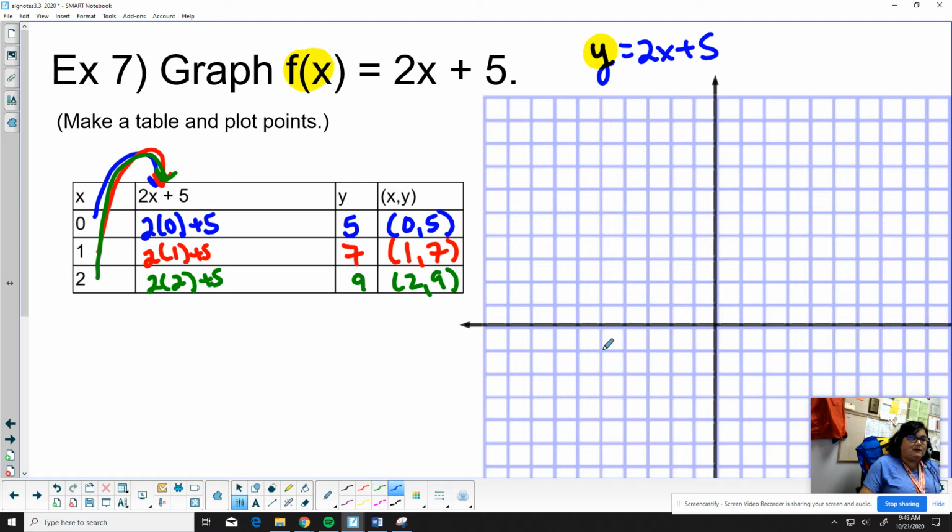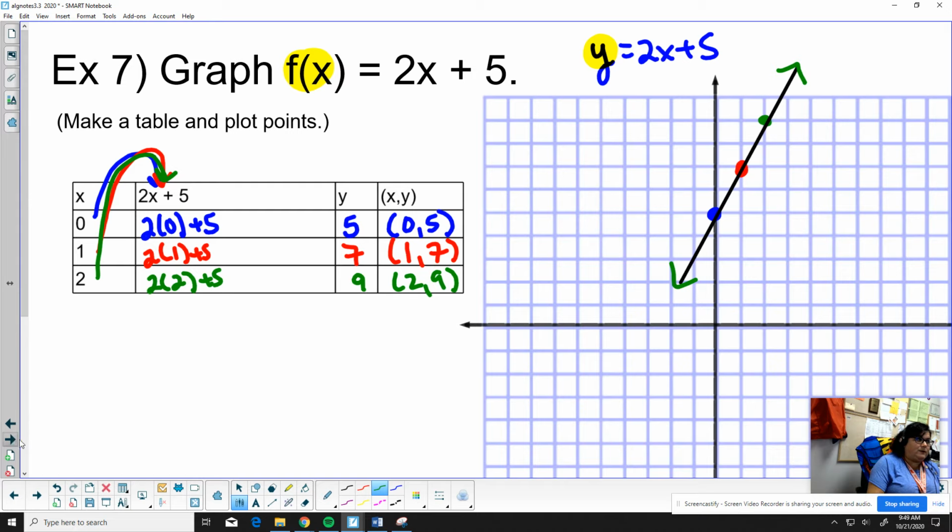Now I can use my graph paper. (0, 5) would be going from the center, sideways 0 and up 5. (1, 7) would be right 1 and up 7. And (2, 9) would be right 2 and up 9. You can see that makes a straight line. So I'm going to draw a straight line through all the points, and I'm going to put arrows on the end because it doesn't make a straight line segment. It makes a straight line. So there's my answer. The table and the graph are my answer.